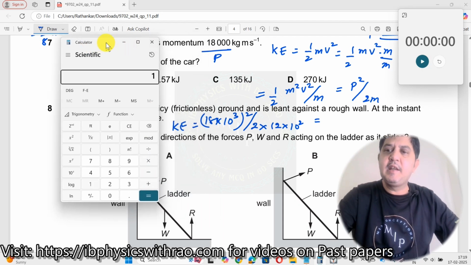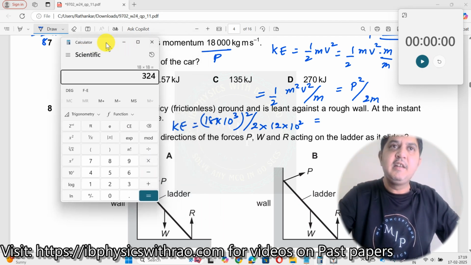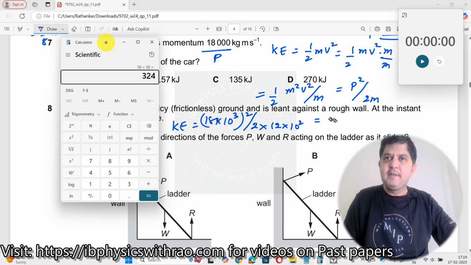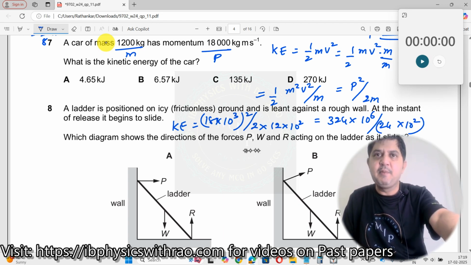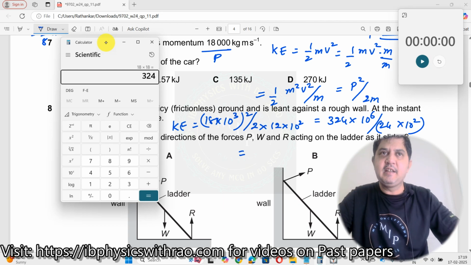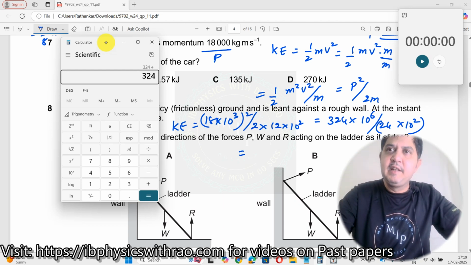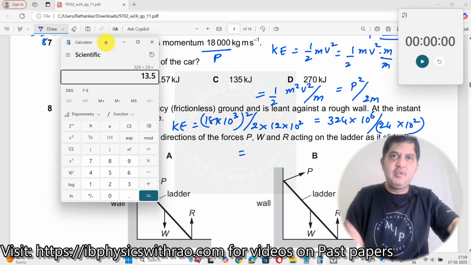So therefore I have 18 square. 18 square would be 18 star 18, which should be 324. So I'll write this as 324 multiplied by 10 cube whole square, which should be 10 power 6, divided by 2 into 12, which is 24, into 10 square. Let us simplify this also. So I get 324 divided by 24, which should be 13.5.